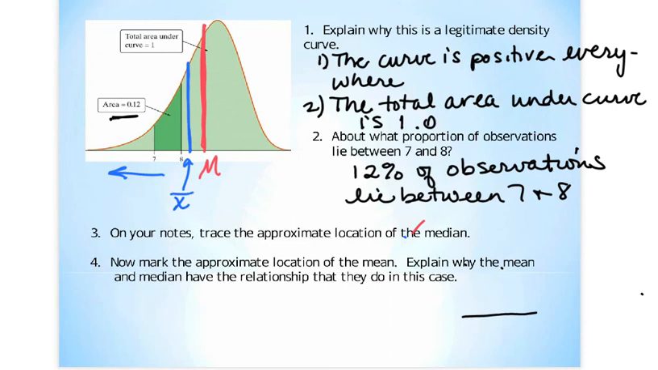So why does the mean and median have the relationship they do in this case? They have this relationship because this density curve is skewed to the left, and therefore the mean will be less than the median. All right, that pretty much sums up this quick little part of the lesson, and we will be finishing up our homework next class, starting on normal curves.